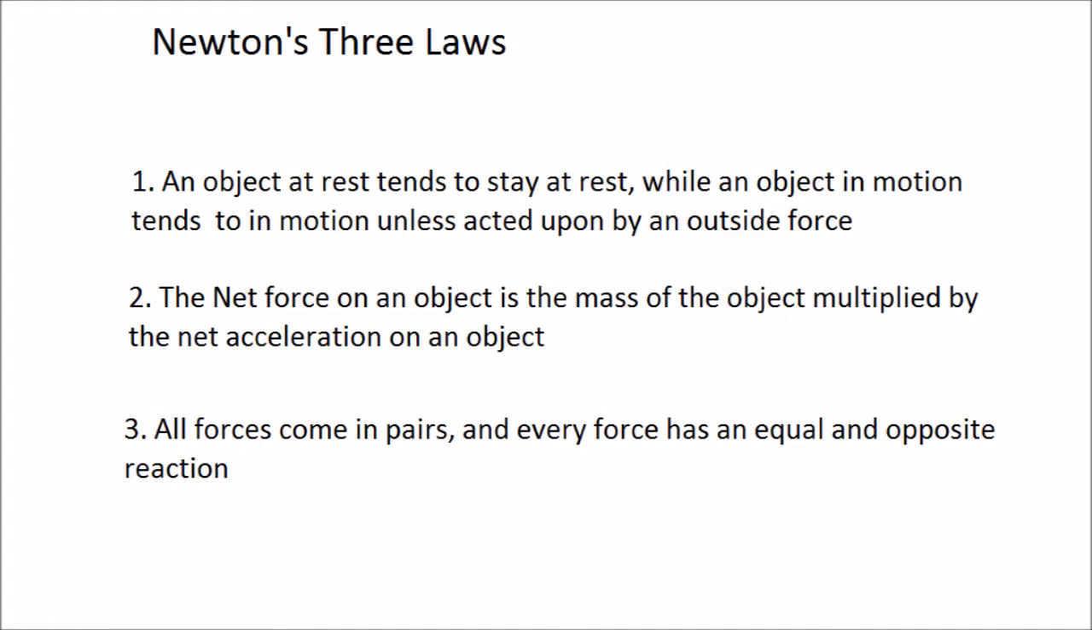Let us now summarize what we've learned about Newton's three laws in this video. The first law: an object at rest tends to stay at rest, while an object in motion tends to stay in motion, unless acted upon by an outside force. Second law: the net force on an object is the mass of the object multiplied by the net acceleration on an object. And finally, the third law: all forces come in pairs, and every force has an equal and opposite reaction.